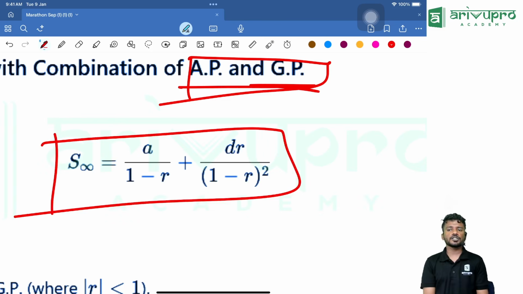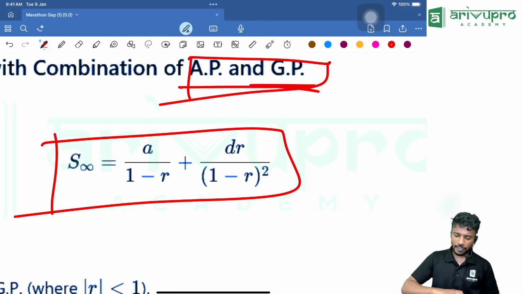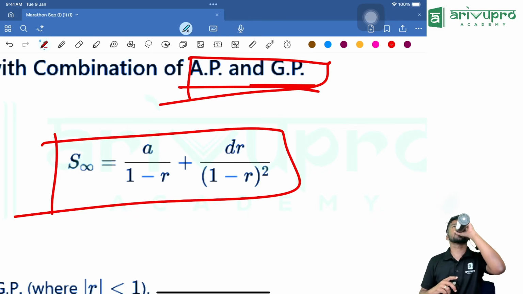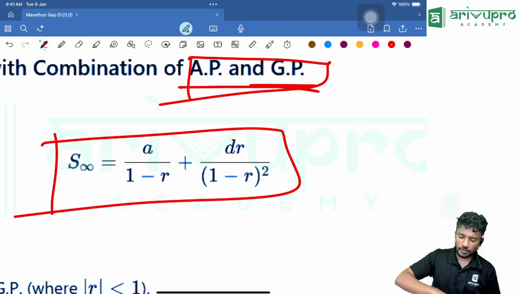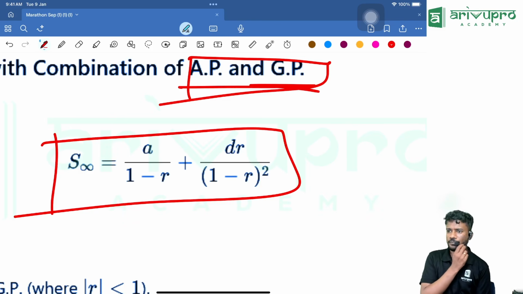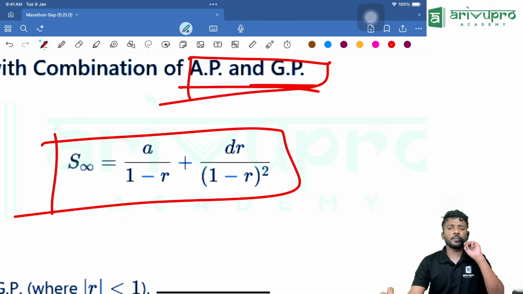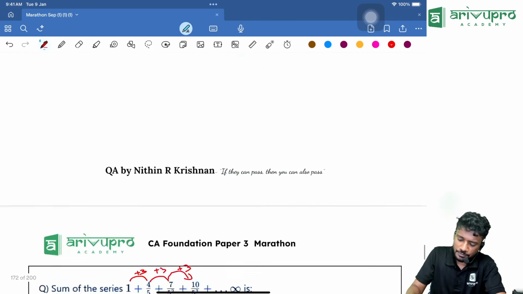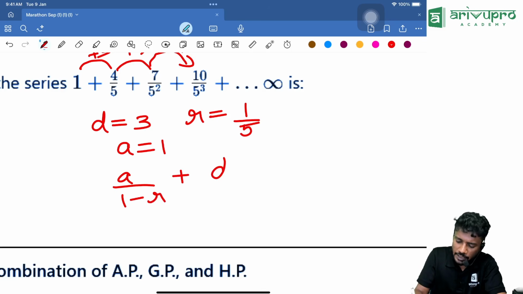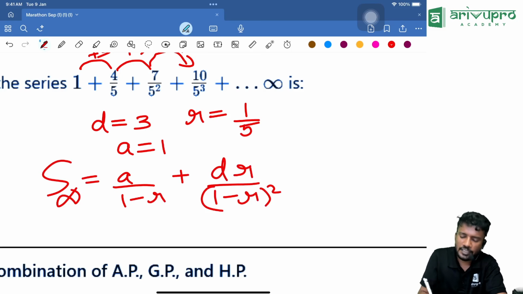S infinity is equal to A by 1 minus R plus dr divided by 1 minus R the whole square. After this chapter, we will take a break of 10-15 minutes. Yes. A by 1 minus R. Now, in this question, A by 1 minus R plus dr divided by 1 minus R the whole square. This is the formula for S infinity, right?